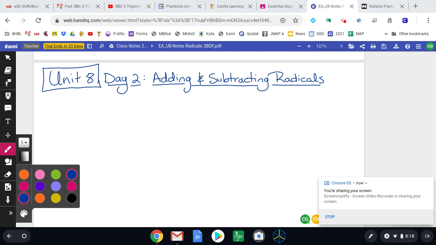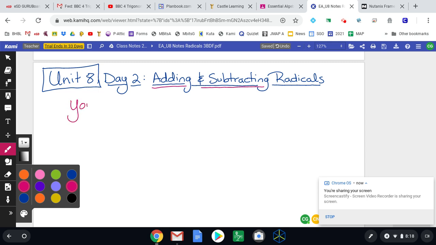Hi, everyone. We're going to continue talking today about our radical expressions. And today we're going to talk about how to add and subtract our radical expressions. So we can add and subtract radicals pretty easy. We're going to think about this kind of like fractions. You can put fractions together that have like or unlike denominators.